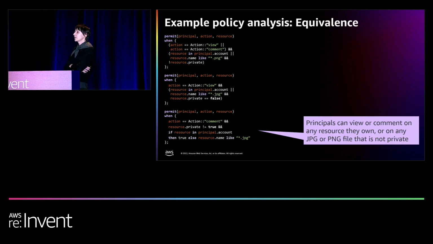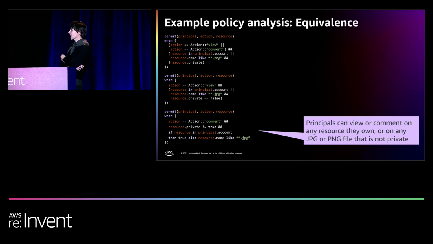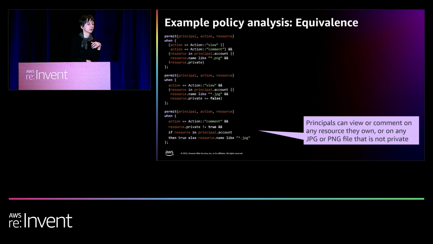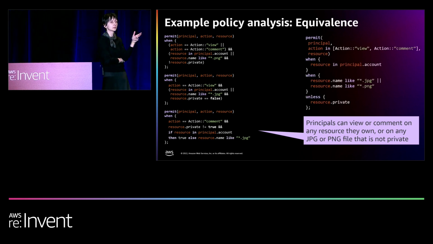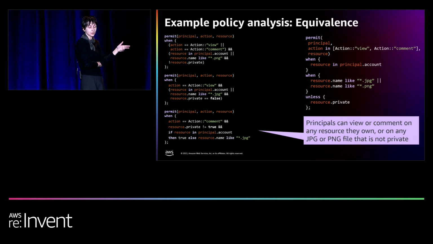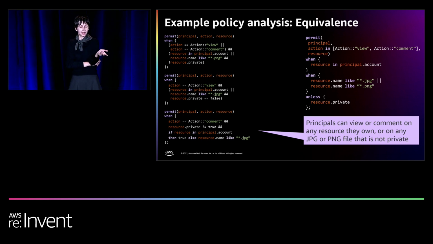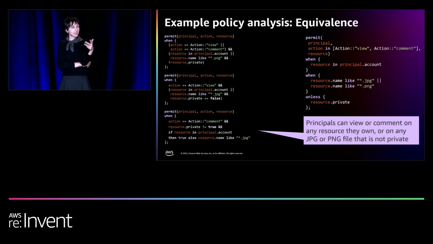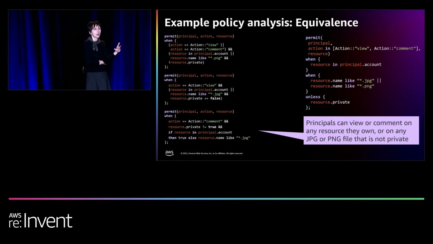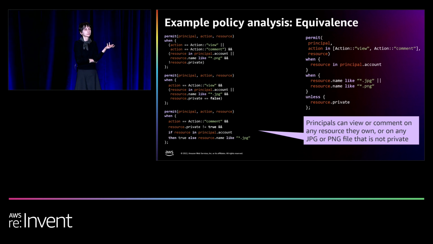Now let's say that we want to refactor this and replace it with a much simpler policy that kind of follows the structure of the English sentence, all right? So here's an attempt to do that. And it sort of looks like it's following the structure of the English sentence, right? It's saying that allow things when resources in principal's account, when the name has the given shape, unless the resource is private, right? So it sounds like it should be right.